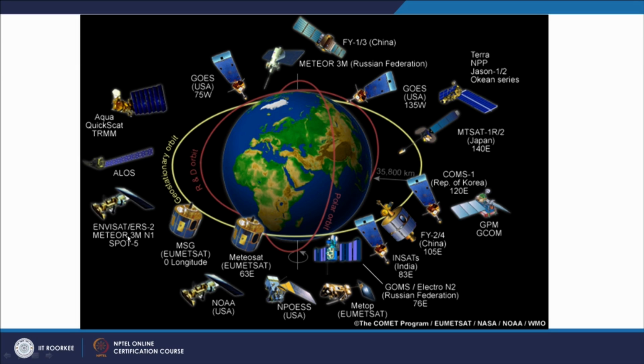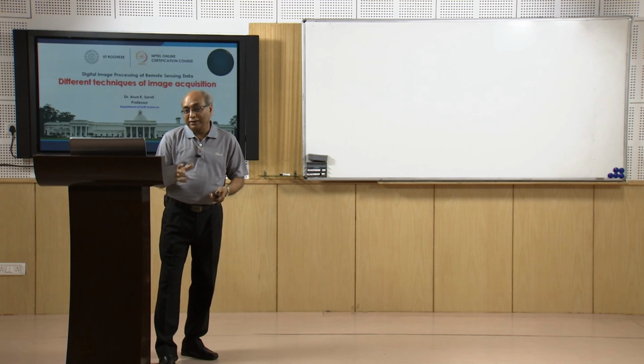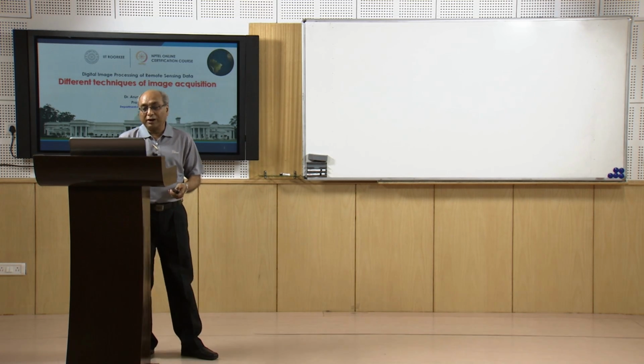And this NPP or Sentinel are also in this series of polar orbiting satellites. ALOS, Aqua, Terra, Aqua, various satellites. So the entire space at different depths is cluttered with satellites. Some are working, some are dead.